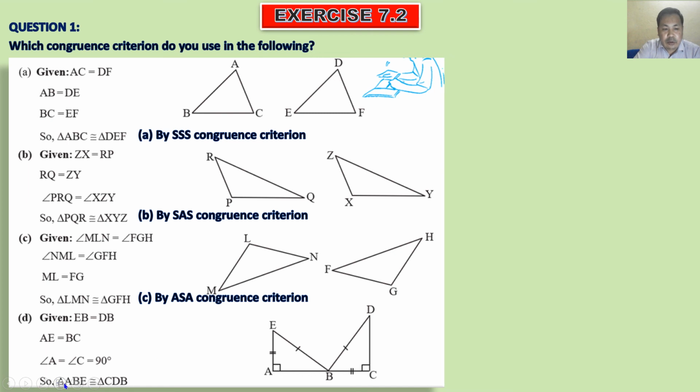So triangle ABE is congruent to triangle CDB. By what criterion can we show that they are congruent triangles? What criterion do we use to say that these two given triangles are congruent in D?